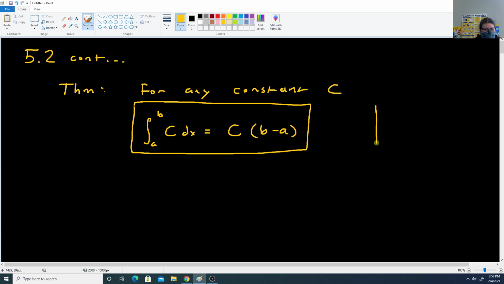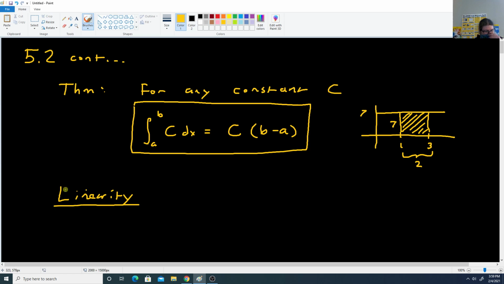And why this works is if we have a graph and a constant, let's say our constant is 7, so we have a horizontal line at 7, and we want to know the area under the curve from 1 up to 3 of 7. That makes a rectangle. The height will be 7, and the length will be 3 minus 1, which is 2. So length times height equals area. C is the height, and b minus a is the length of the interval, and that holds for constants.